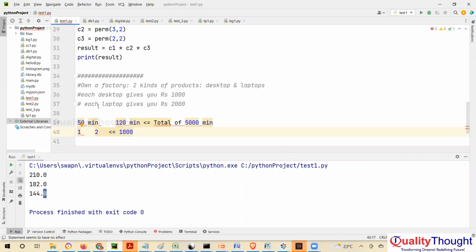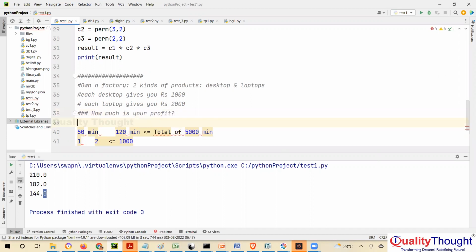Minimum you can, you decide that I'm not going to make any when you start the business, right? I'm not going to make anything. So minimum is 0 laptop, 0 desktop. Again, the question is, how much will be your profit? To know how much is your profit, you need to know how many laptops and how many desktops you can make, right?